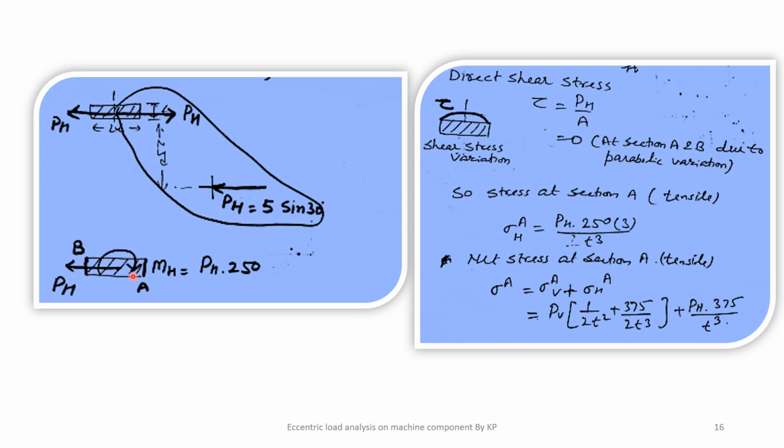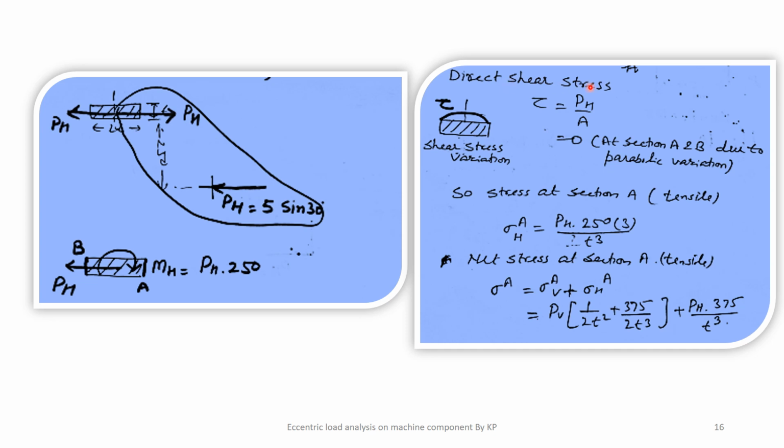On this cross section, there is a PH force which produces direct shear stress inside the member, and because of this couple, which is a clockwise couple, whose value MH should be equal to PH into 250, bending stress is produced. If we see the bending stress again, here on this cross section the bending stress is tensile and here the bending stress is compressive. We saw in the previous slide also that the value of PH, or the value of this shear stress, is very small. Okay, that's why we can neglect this value.